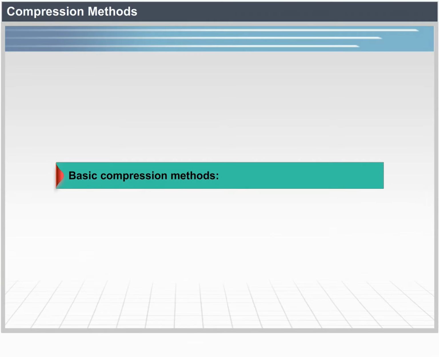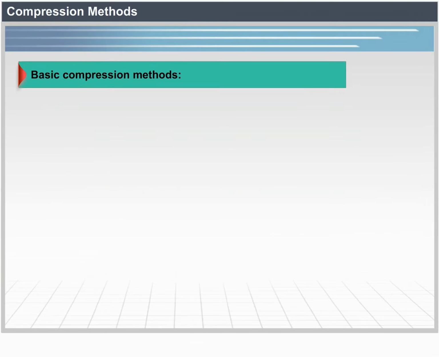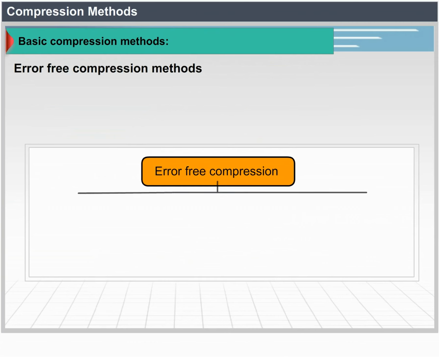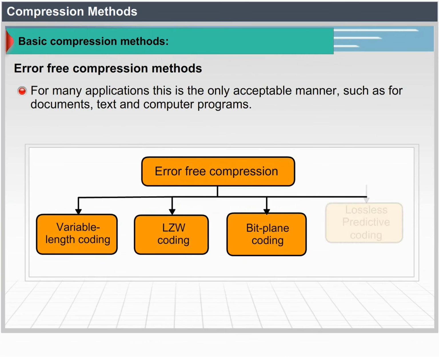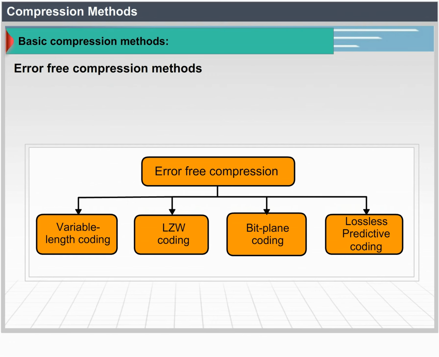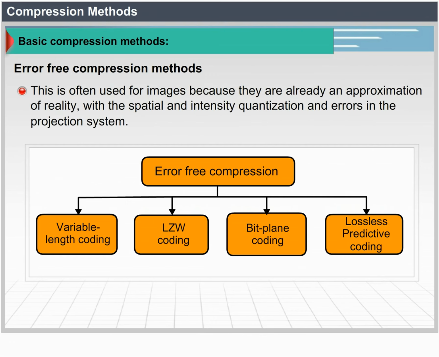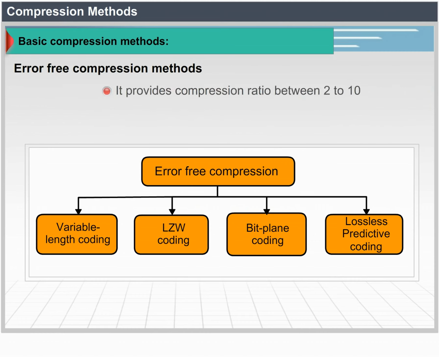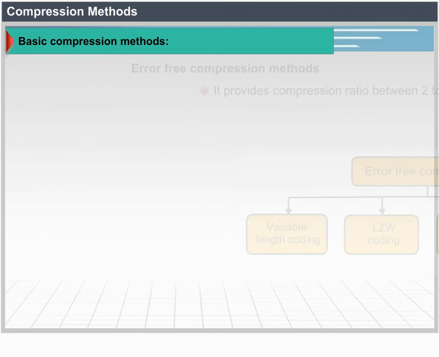Compression methods. Basic compression methods. Error-free compression methods. For many applications, this is the only acceptable manner, such as for documents, text, and computer programs. This is often used for images because they are already an approximation of reality, with the spatial and intensity quantization and errors in the projection system. It provides compression ratio between 2 and 10.